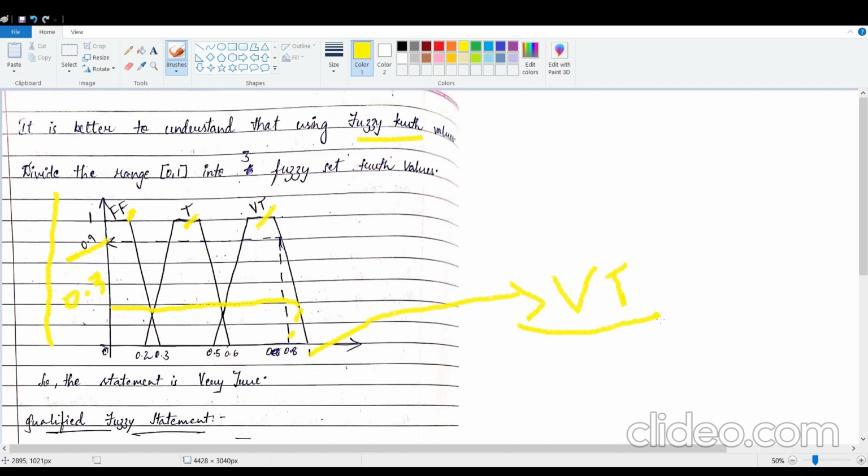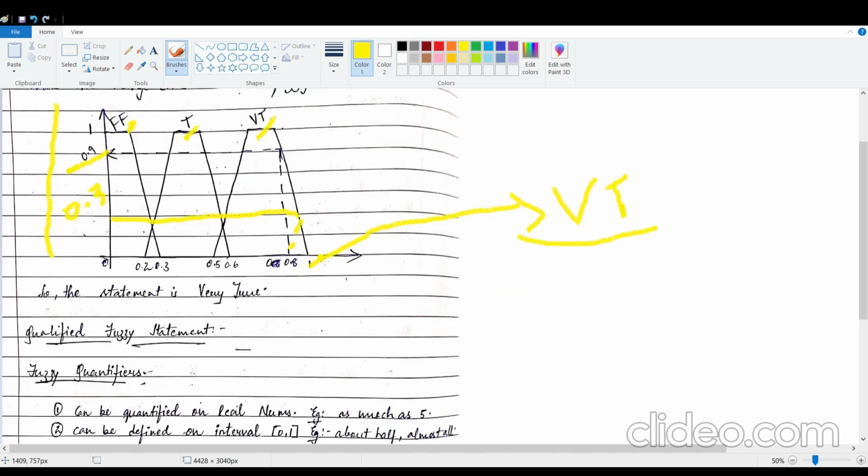So instead of saying John is young has degree of truth 0.8, I can instead say the statement John is young is very true. So that pretty much sums it up. The other use for this is in a qualified fuzzy statement. This is out of scope of our syllabus, but if you are interested, it is present in 10.8 in your textbook, so you can have a look at it.